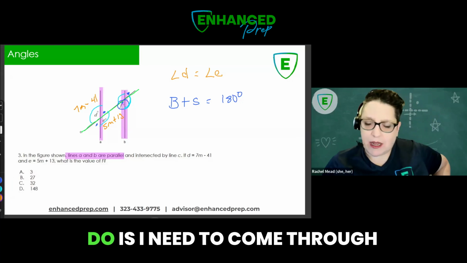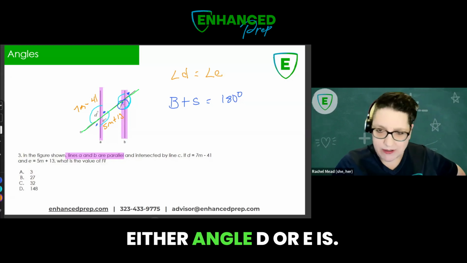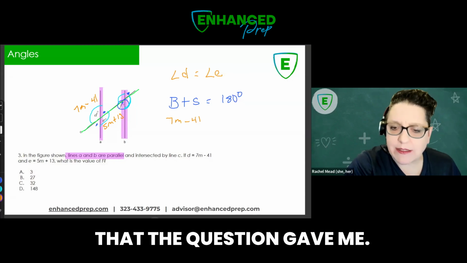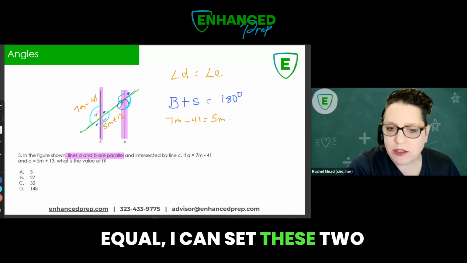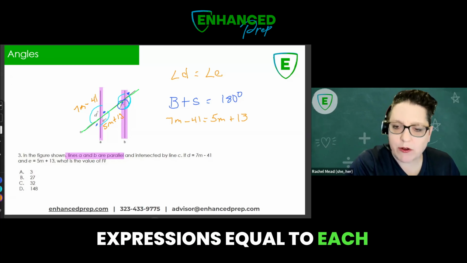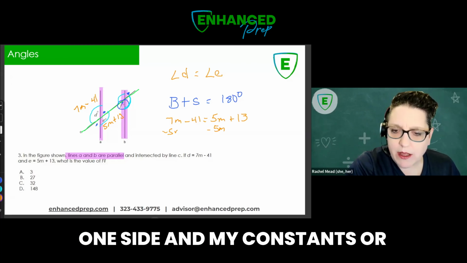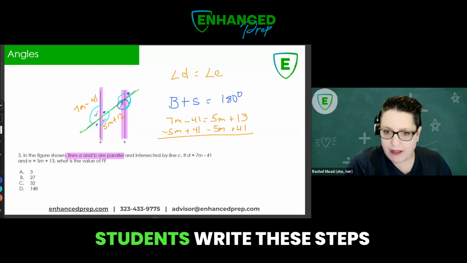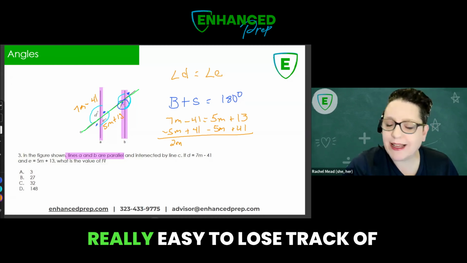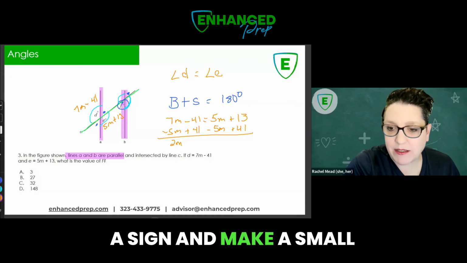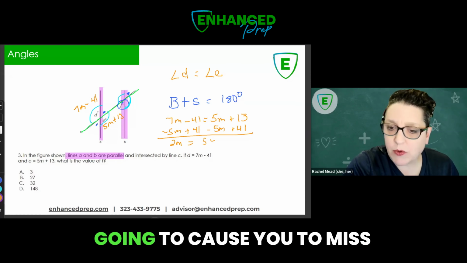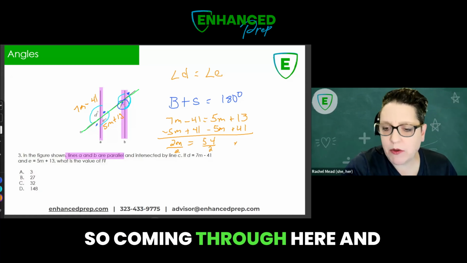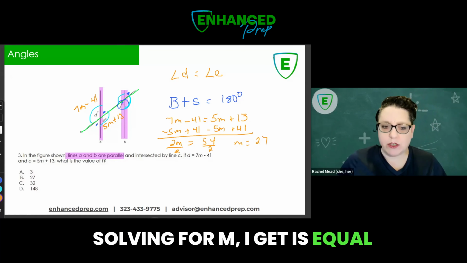So the first thing I need to do is figure out what either angle D or E is. Again, they're the same, but I'm going to take the math that the question gave me. And since these angles are equal, I can set these two expressions equal to each other. So I'm going to put my m's on one side and my constants, or my numbers, over on the other side. Now, I always recommend that students write these steps out because otherwise it's really easy to lose track of a sign and make a small computational error that's going to cause you to miss the question, even though you know how to do all of the math. So coming through here and solving for m, I get m is equal to 27.